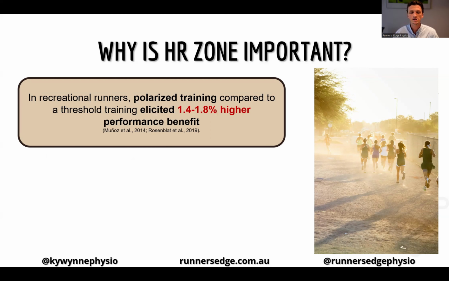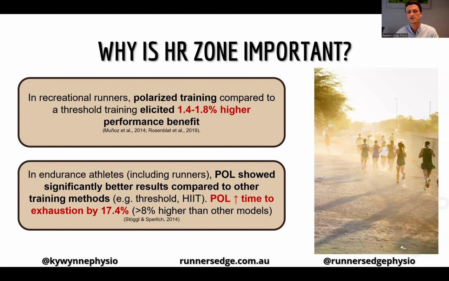These couple of studies looked at recreational runners. So a lot of the people listening will fall into a recreational runner category or a sub-elite category. In recreational runners, polarized training, so this was our higher amount in our easier heart rate zones, up to 80%, compared to threshold training, elicited almost 2% higher performance benefit. Now, while that seems small, this is purely looking at performance only, and 2% can be significant when we put it in an endurance race event. This also doesn't consider fatigue. This doesn't consider injury or illness. So there are some more things there that are important.